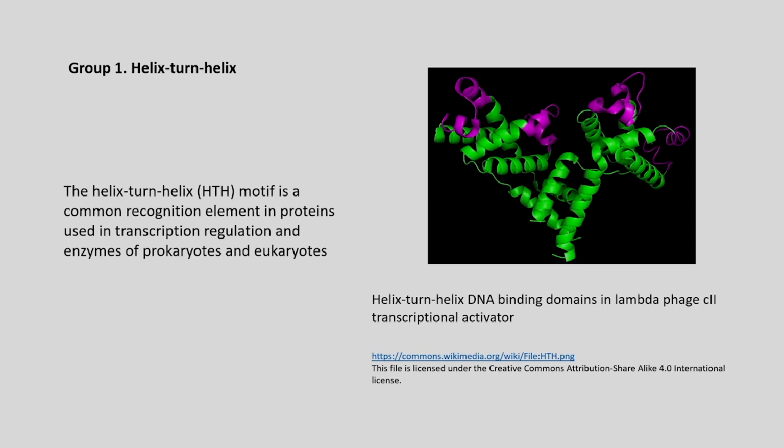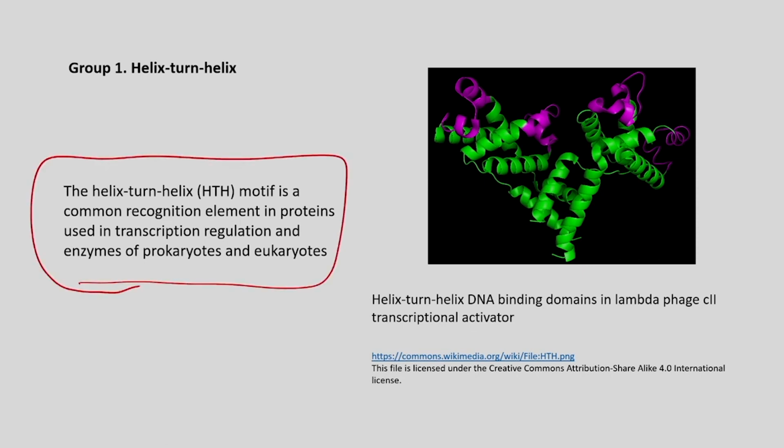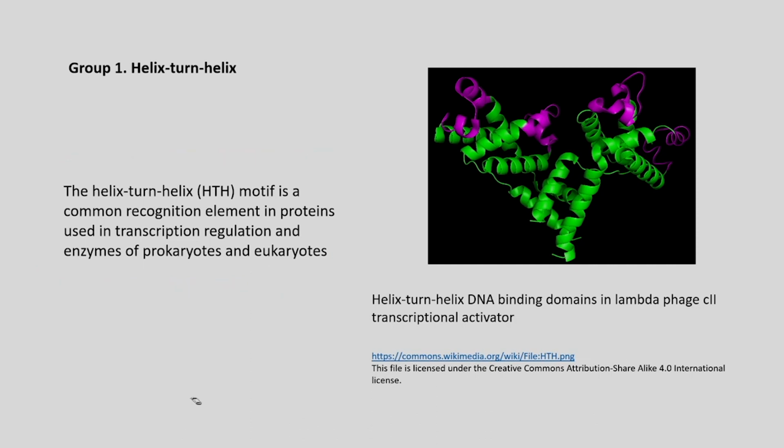So, this HTH motif, or the helix-turn-helix motif, is a common recognition element in proteins used in transcription regulation and enzymes of prokaryotes and eukaryotes. This is an important point we need to carry forward along with us for the remaining part of the lecture. Here you can see the helix-turn-helix DNA binding domains in the lambda phage CII transcriptional activator.